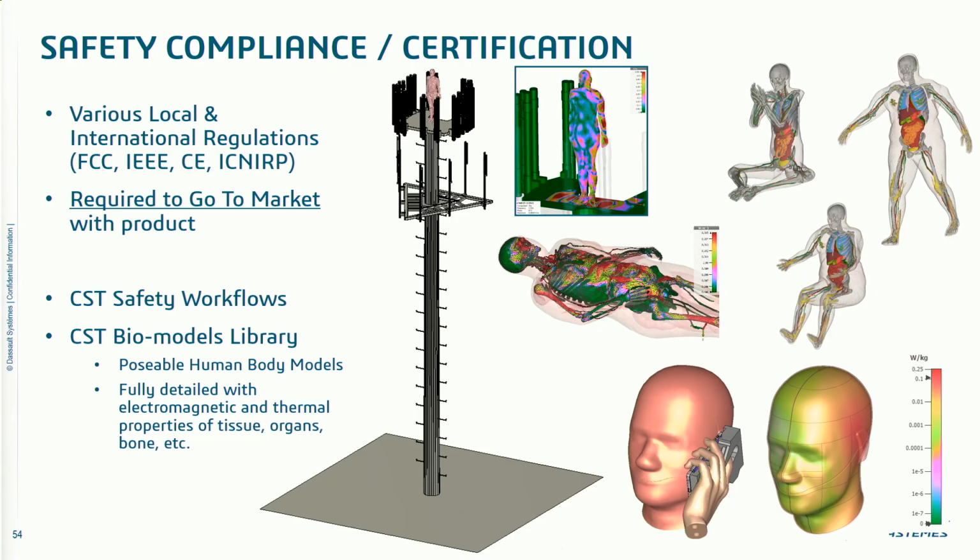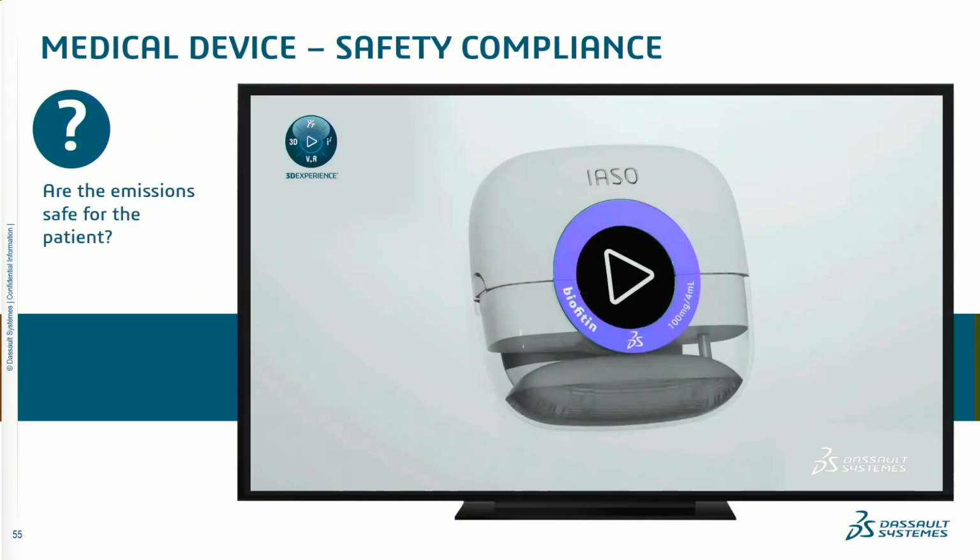Now, how do we deal with it? We have built-in safety workflows. We can run specific absorption rate studies, and we could do it with that game controller for hands on it. How do we do that? Well, we have a built-in biomodel library within CST, and these are fully detailed human body models as well as sort of silhouette models as well. They're fully posable, and we can directly calculate that. And I'll show you guys a quick example of that right now.